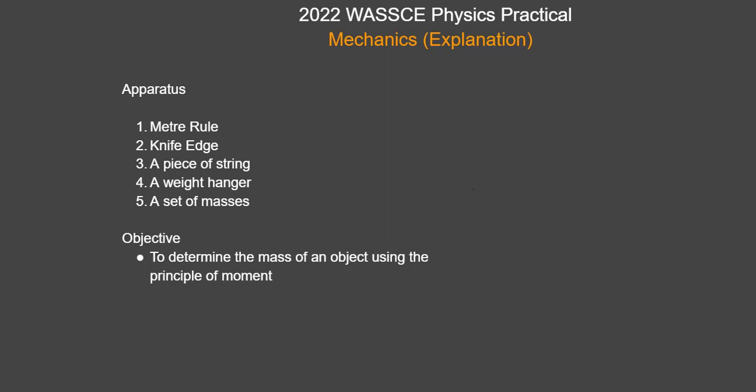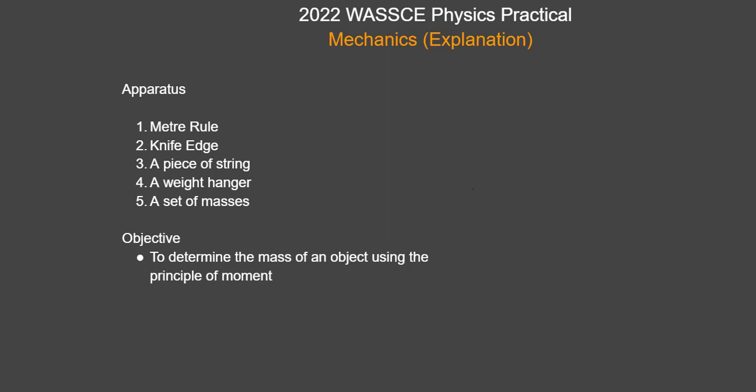We'll actually simulate the experiment. So let's start off with mechanics, the explanation aspect of mechanics. For the 2022 physics practical in WASSCE, these are the apparatus you should expect under mechanics. This should be the first question, right? So you should expect to see a meter rule, a knife edge, a piece of string, a weight hanger, and a set of masses.